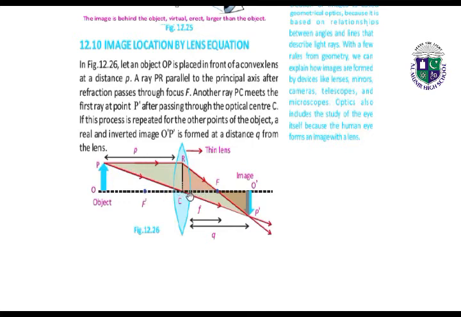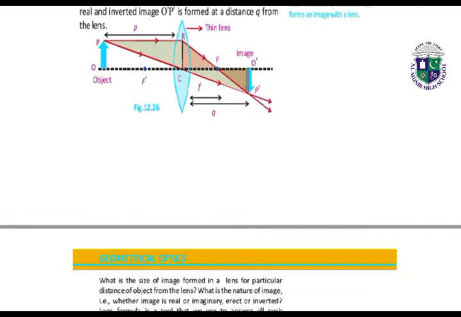Another ray PC meets the first ray at point P' after passing through the optical center C. If this process is repeated for the other points of the object, a real and inverted image O'P' is formed at a distance of q from the lens. So it is the image location by lens equation.